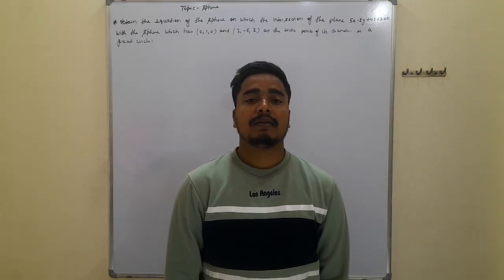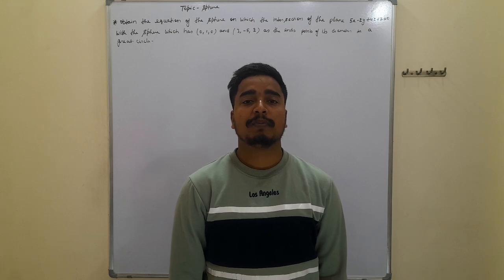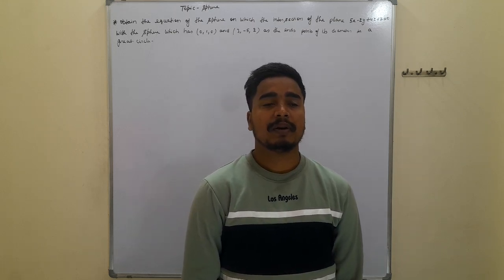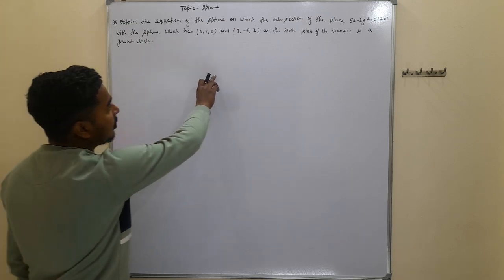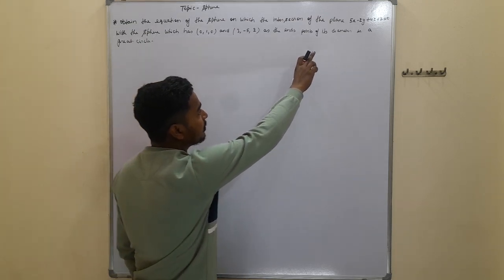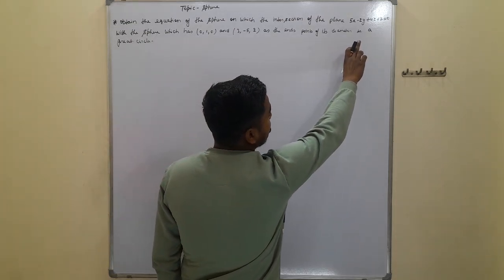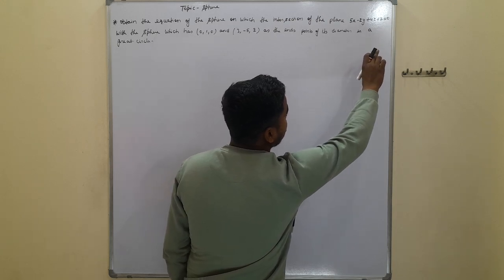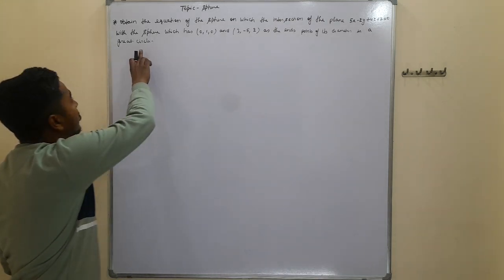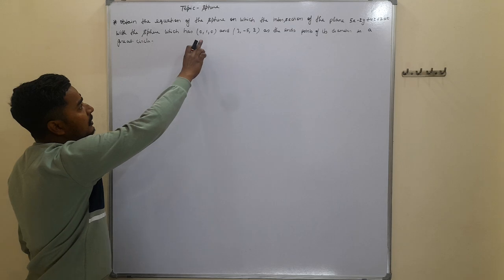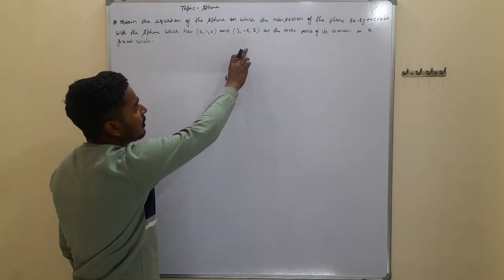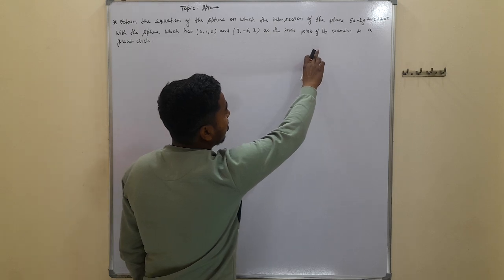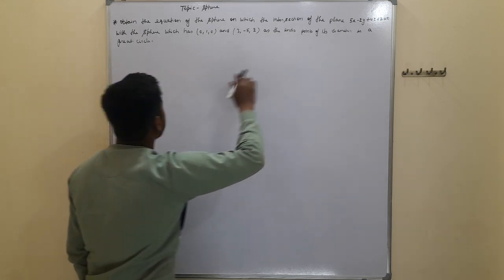Hello everyone, today we are going to solve the given problem from the topic sphere. The question is: obtain the equation of the sphere for which the intersection of the plane 5x minus 2y plus 4z plus 7 equals 0 with the sphere which has (0, 1, 0) and (3, -5, 2) as the end points of its diameter is a great circle.